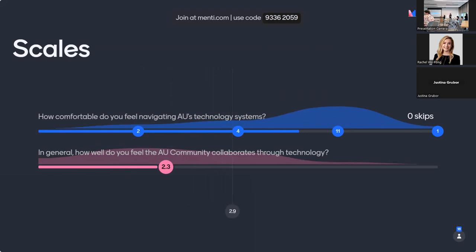Okay, so the first question, how comfortable do you feel navigating AU's technology systems? And then the second question in pink here, in general, how well do you feel the AU community collaborates through technology? On a scale of 1 to 5, 1 being the least comfortable, and 5 being most comfortable or collaborates the best?